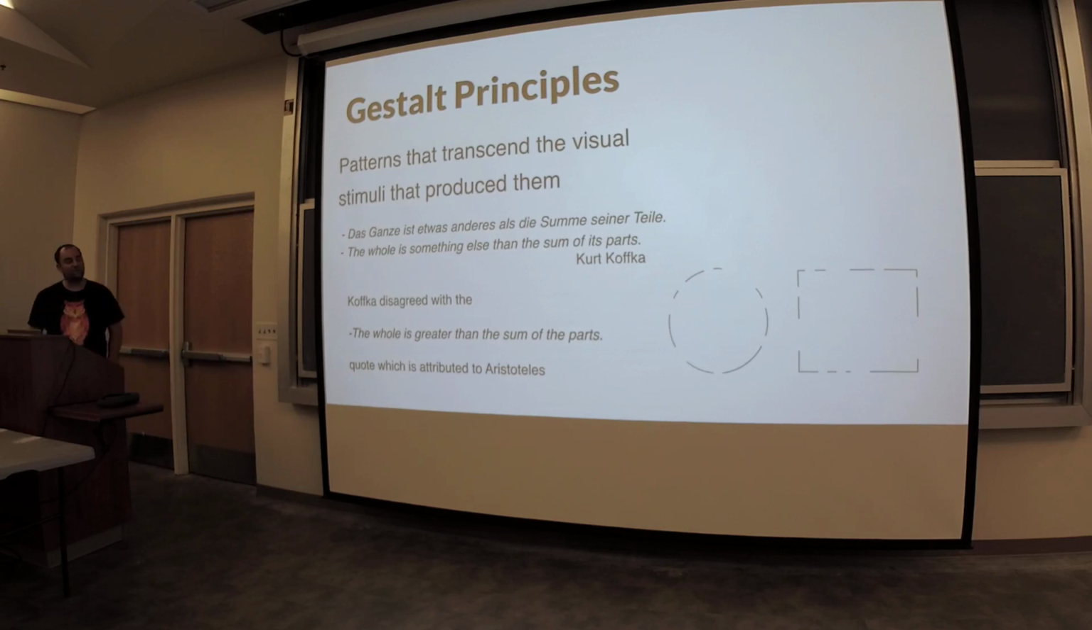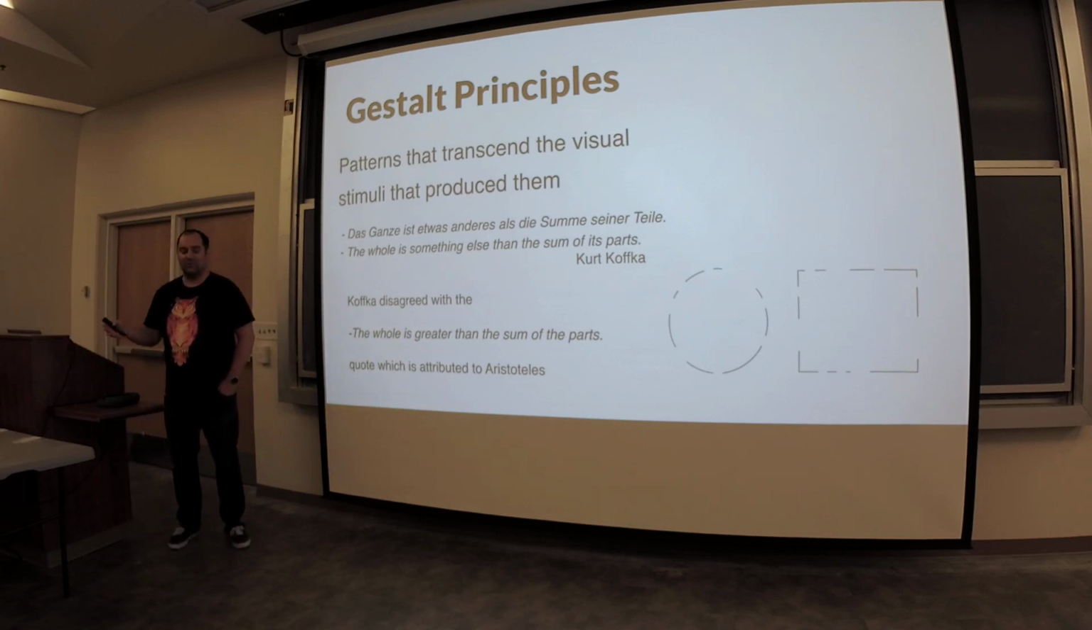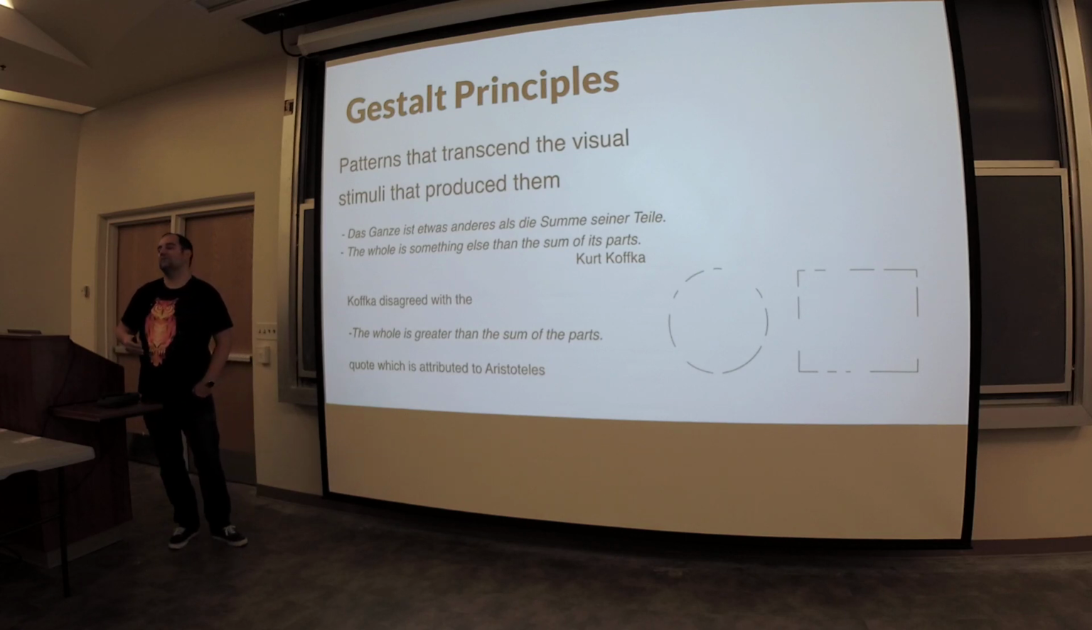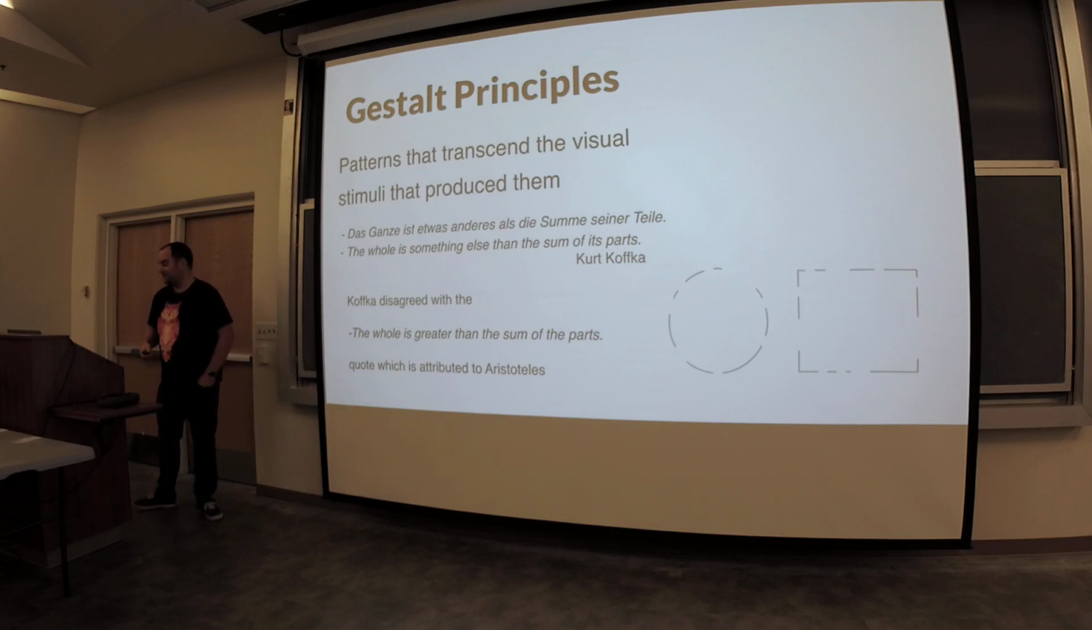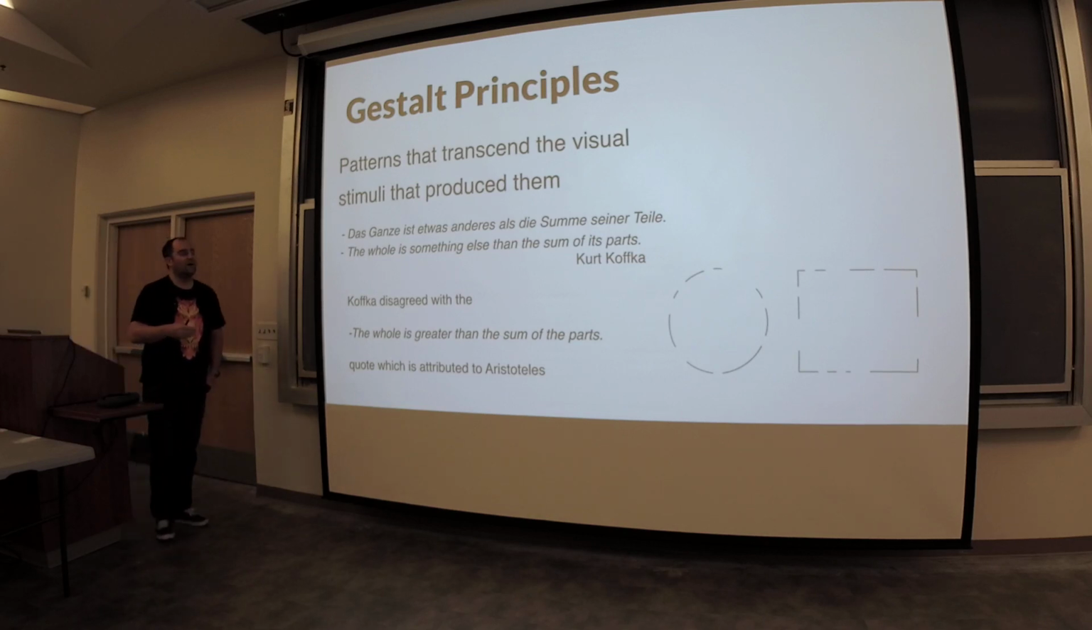So there's two examples down here. You actually see a circle and a rectangle, right? Even though what is on the page isn't really a circle and a rectangle, it's just segments of this circle and the rectangle. And so you've probably heard this quote, the whole is greater than the sum of its parts. And this is kind of what this gets at.